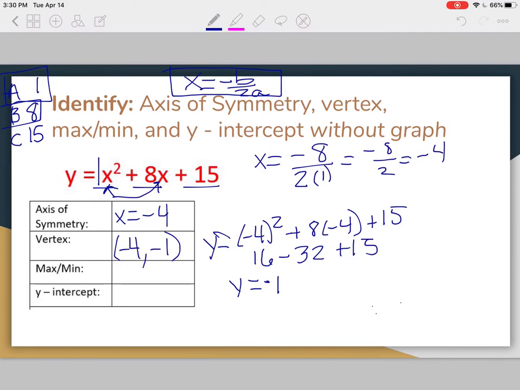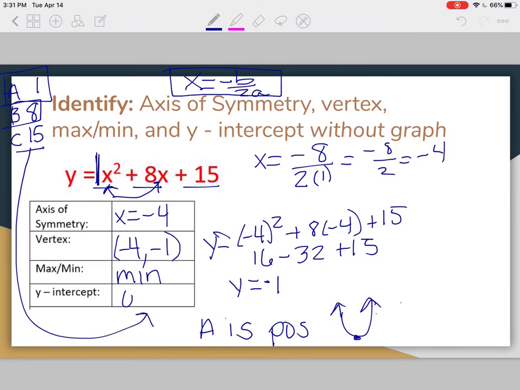Max or min, okay, my a value is a positive 1. So if my a is positive, that means that my U is going to open up. So this is a minimum point. And then your y-intercept is always whatever your c is. So if my c is 15, my y-intercept is (0, 15). This is a lot, I know. Here we go.